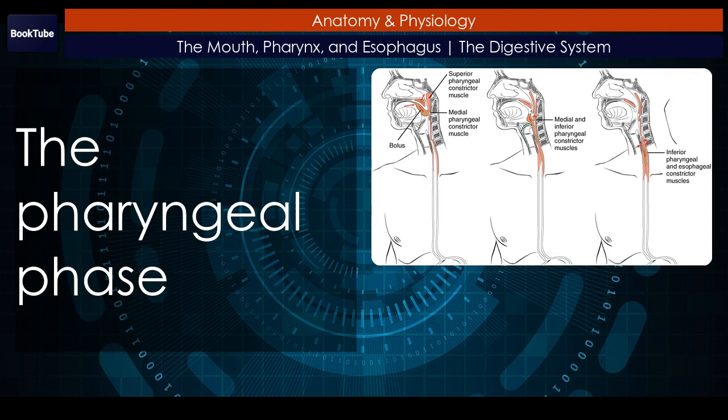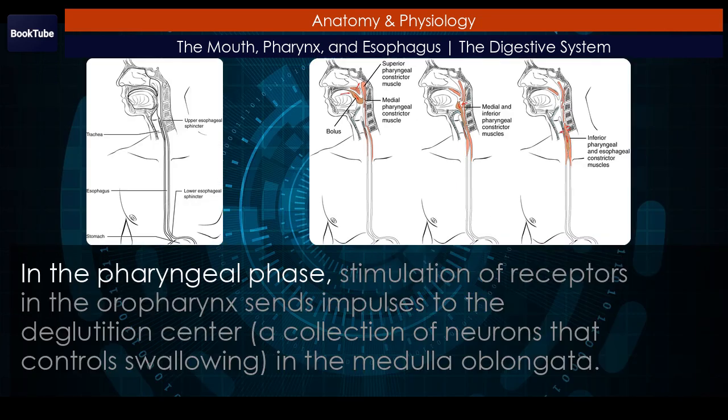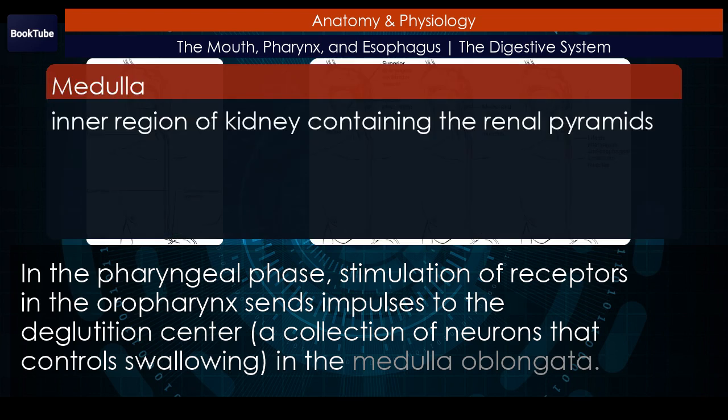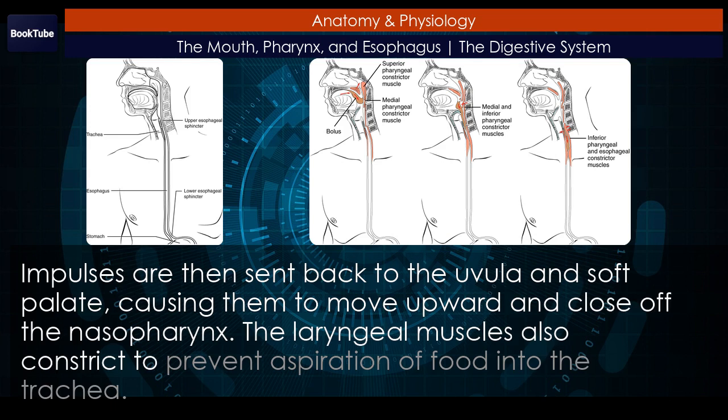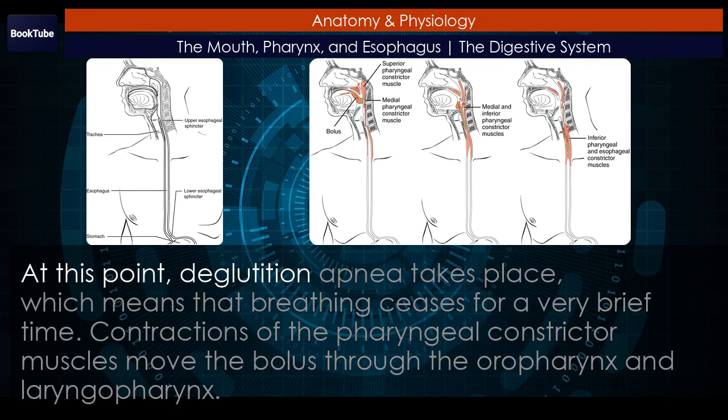The pharyngeal phase. In the pharyngeal phase, stimulation of receptors in the oropharynx sends impulses to the deglutition center, a collection of neurons that controls swallowing. In the medulla oblongata, impulses are then sent back to the uvula and soft palate, causing them to move upward and close off the nasopharynx. The laryngeal muscles also constrict to prevent aspiration of food into the trachea. At this point, deglutition apnea takes place, which means that breathing ceases for a very brief time.